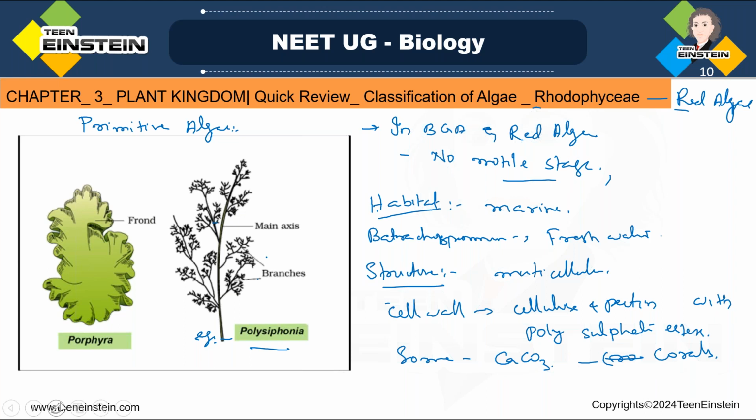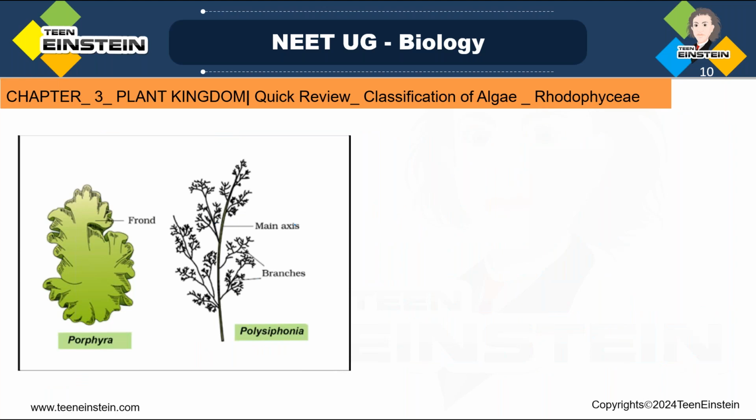And which are the pigments present in this? Habitat over, structure over. Then about pigment we need to tell. Chlorophyll, you can say chlorophyll A and chlorophyll D. Okay, then what about carotenes? Beta carotene is present.